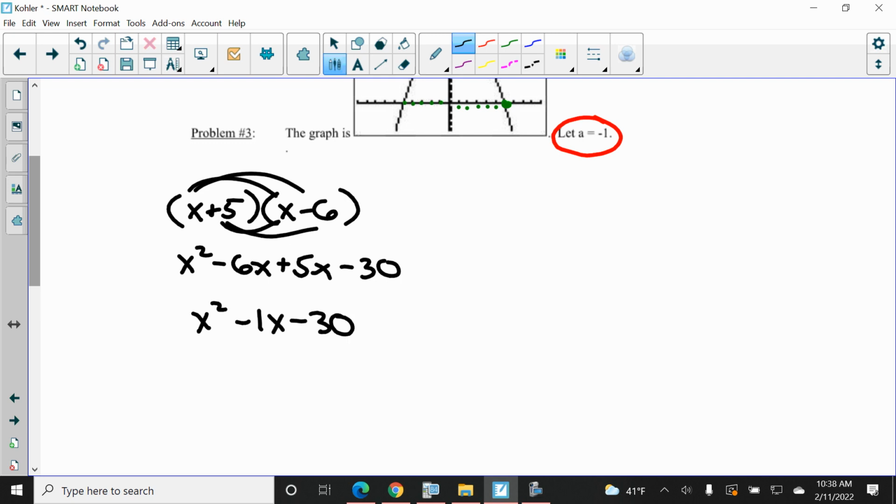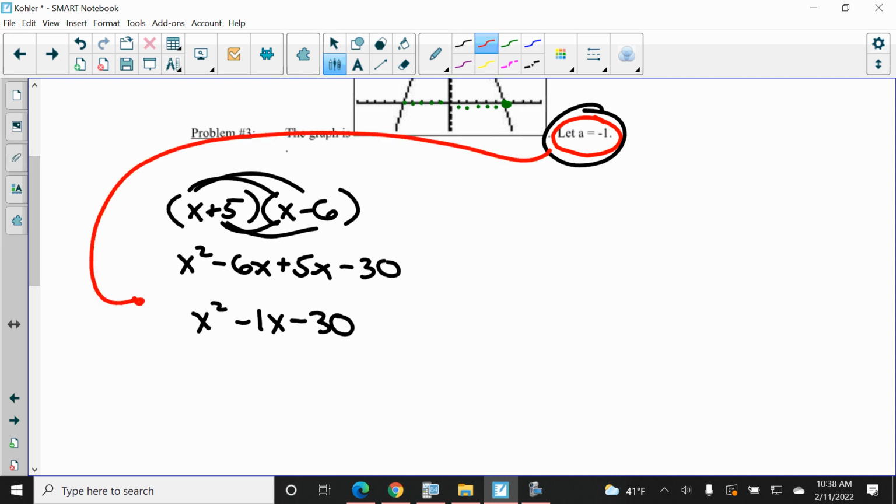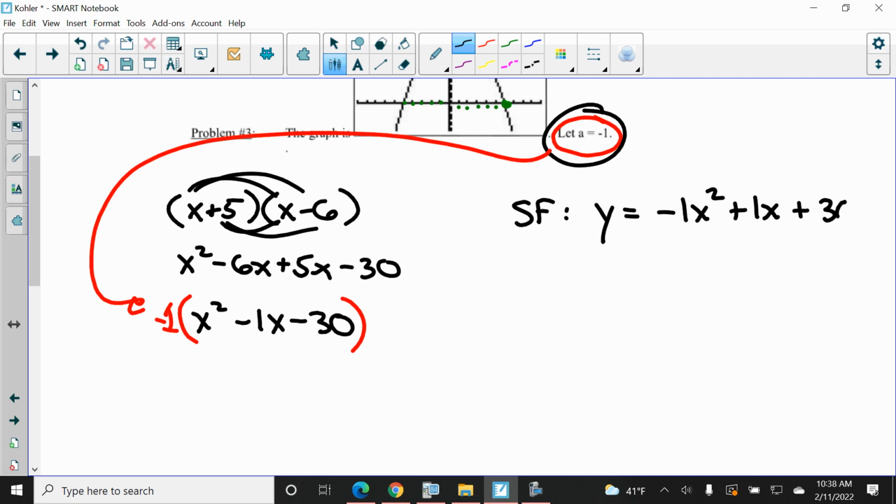The only issue with this is a is supposed to be -1. So I need to make a -1. All that means is take this and multiply it all by -1. And so my standard form will be y equals -1x squared plus 1x, we're multiplying the whole thing by -1, plus 30.